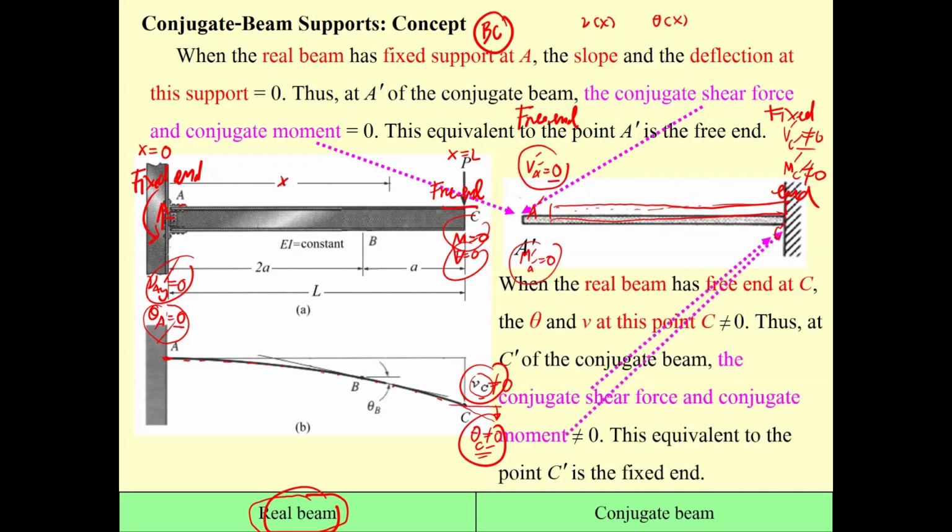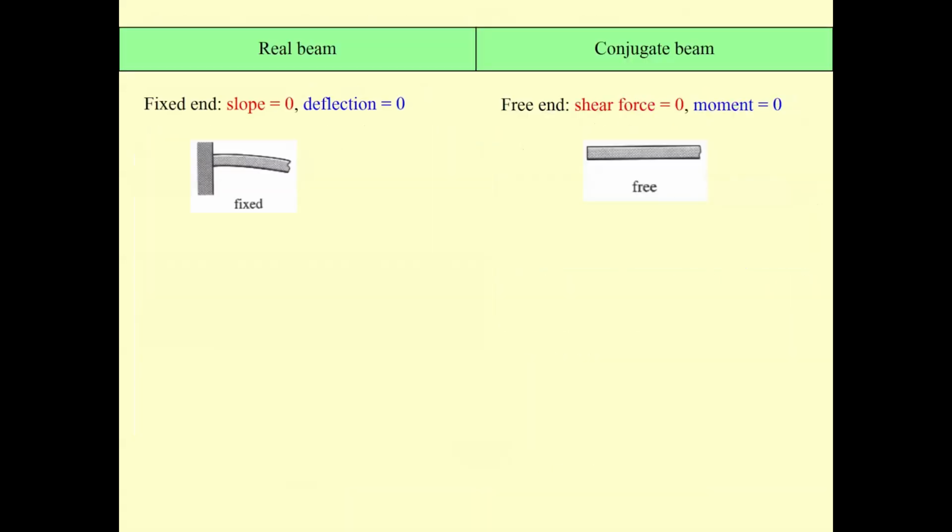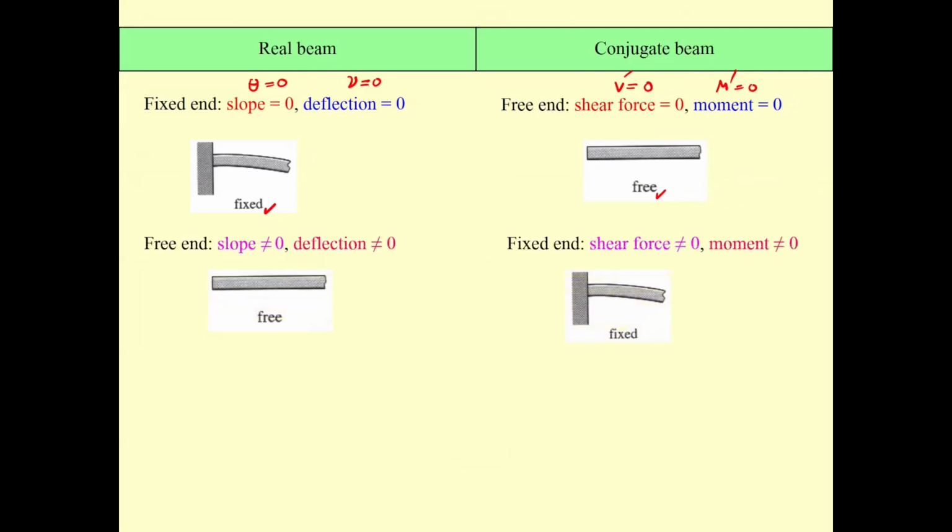Now, let me move you to the comparison. Fixed changes to free. Why? Because the real beam has zero slope, so V prime of the free end equals zero. The fixed end has zero deflection, so M prime of the free end equals zero. And then free changes to fixed. If you understand it, remember: fixed to free, free to fixed.